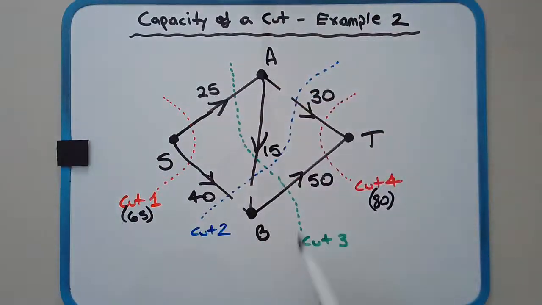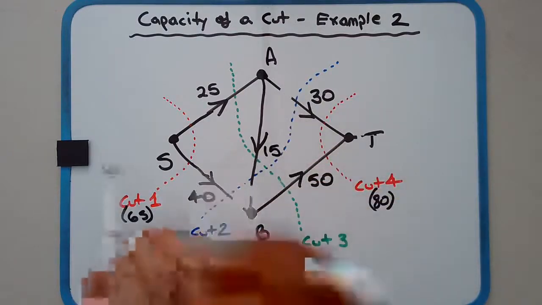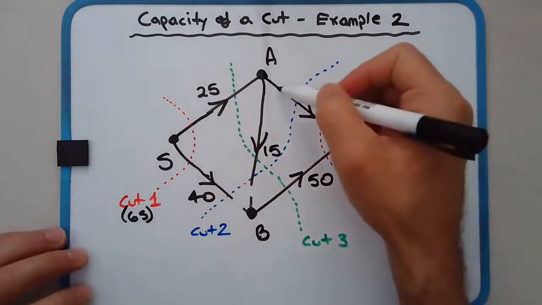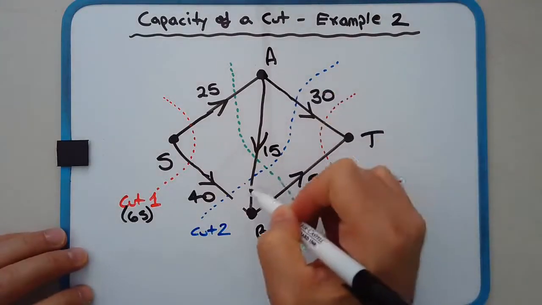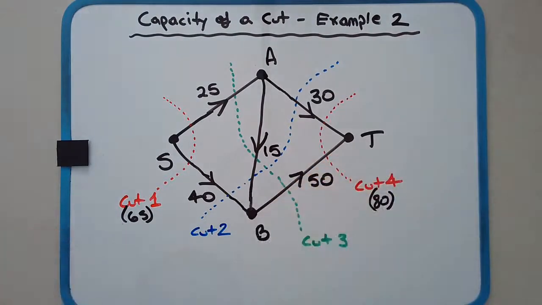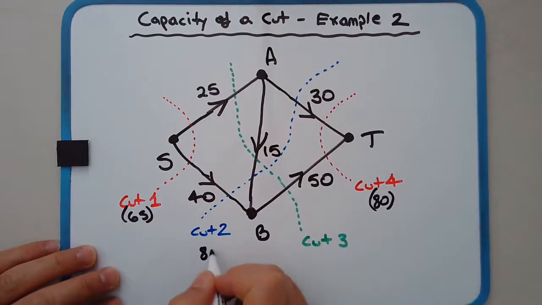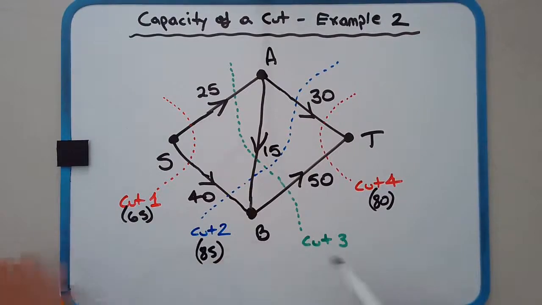So you can see clearly that by putting in these cuts, you will isolate the source from the sink. There is no flow possible. So what we're calculating is the sum of these pipes, or these edges. That'll be 40, plus 15 is 55, plus 30 is 85. All right, what about cut number 3?